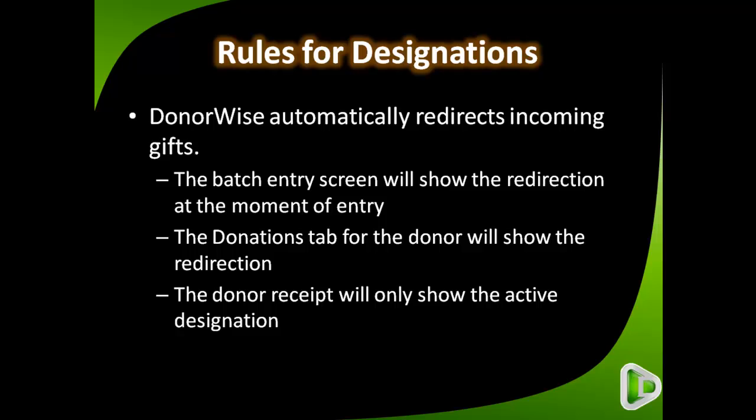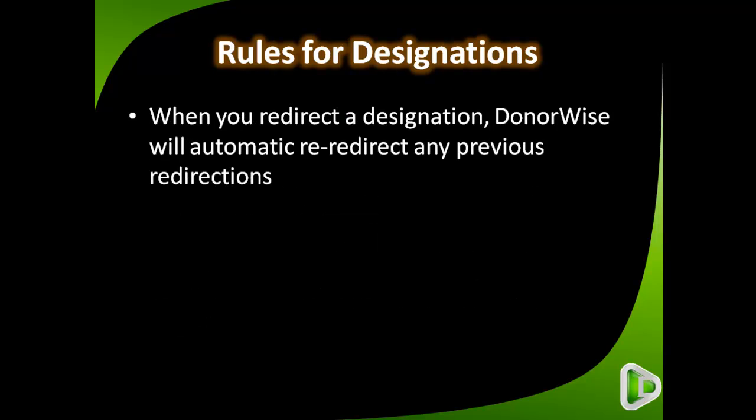DonorWise automatically redirects incoming gifts. The batch entry screen will show the redirection at the moment of entry. The Donations tab for the donor will show the redirection, and the donor receipt will show the active designation. It will also show the redirection so that the donor knows the gift was redirected. And when you redirect a designation, DonorWise will automatically redirect any previous redirections.